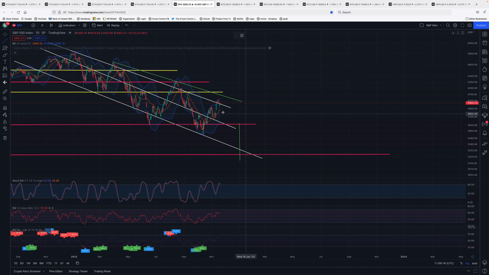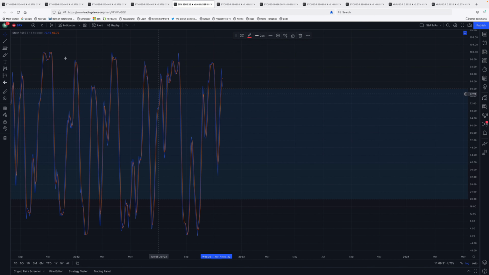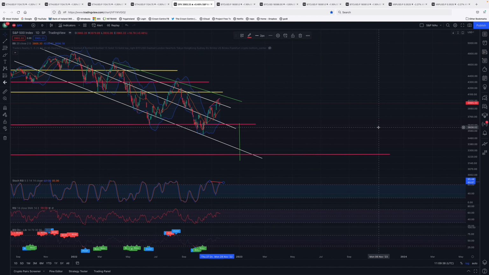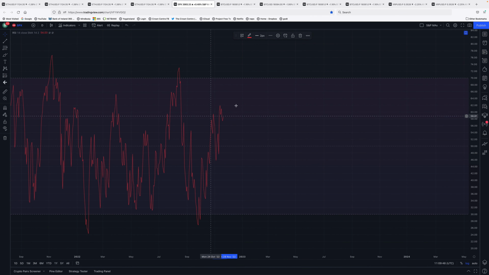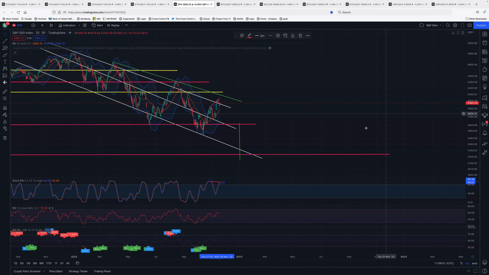Also, another thing to note about the S&P is the bearish divergence between these two peaks. We have the price going up in an ascending trend, whereas on the stochastic we have a bearish divergence. So momentum is coming down. So not only do we have the stochastic coming down on the daily, we also have a bearish divergence. It's not so clear between these two. The regular RSI seems to not have that divergence.